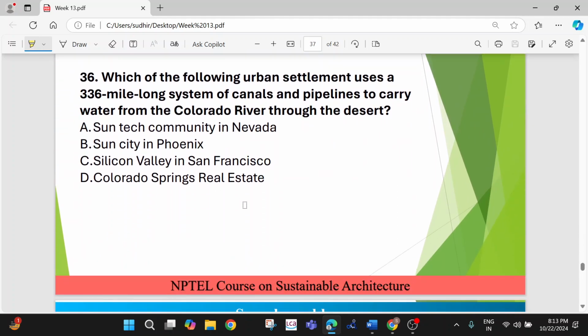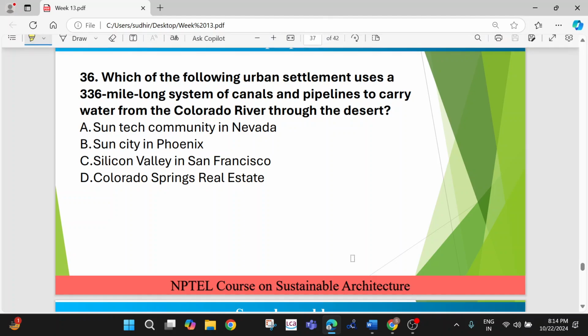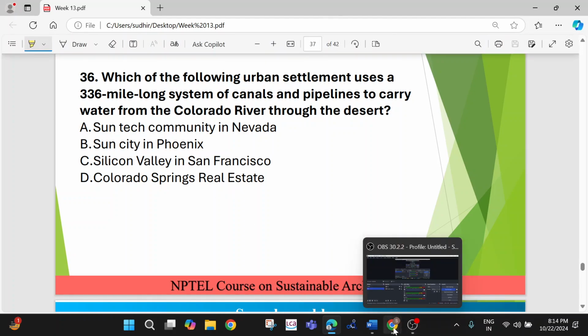Question number 36. Which of the following urban settlements uses a 336-mile long system of canals and pipelines to carry water from the Colorado River through the desert? Yeah, so this you can recall, and I hope you will be able to answer it, because there was one case study discussed in the lecture videos. Question number 36.